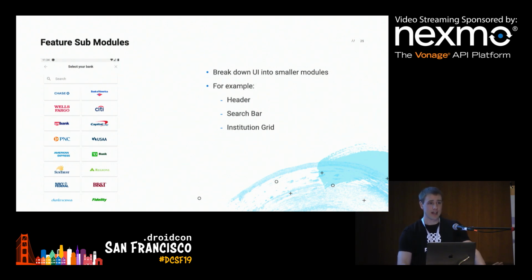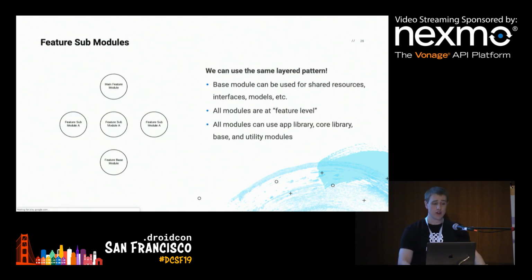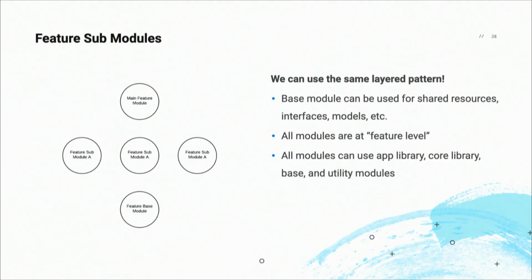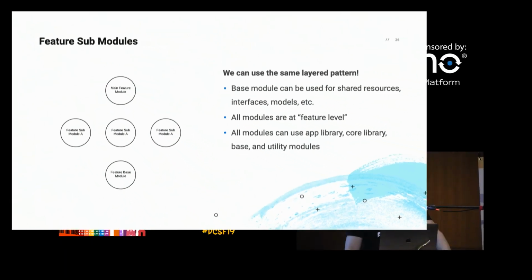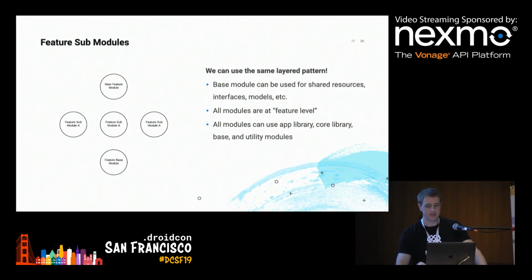So similarly to how we do the layers for the whole application, we do layers inside features. So you'd have a base feature module, which would have shared resources and interfaces that would be used across these different sub-modules. And all these modules, again, are at the feature level, so they can depend on everything below it, like the application libraries, the base library, the core libraries. And the pattern just follows from there.